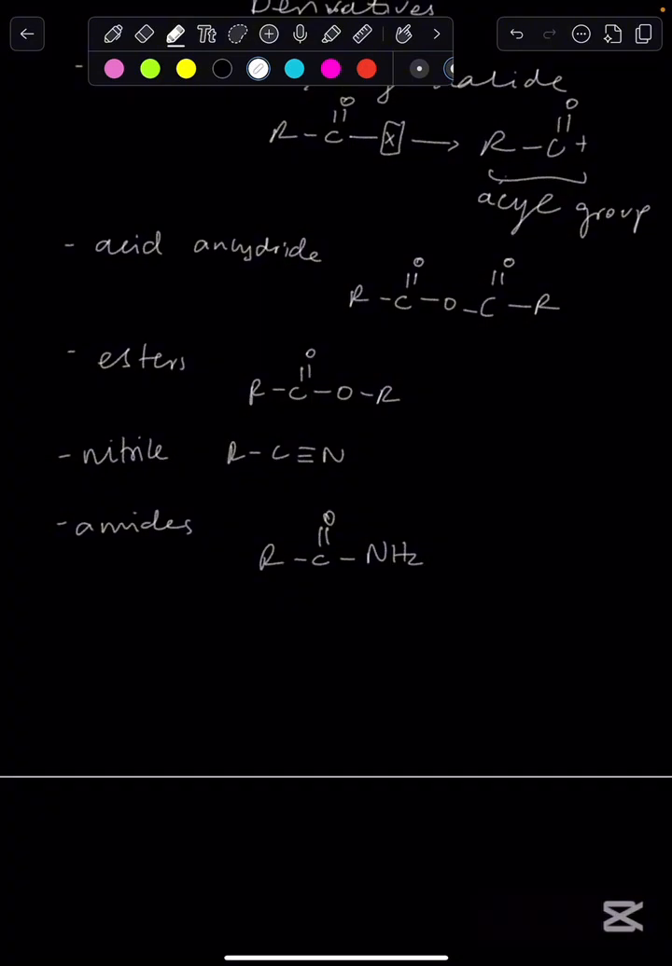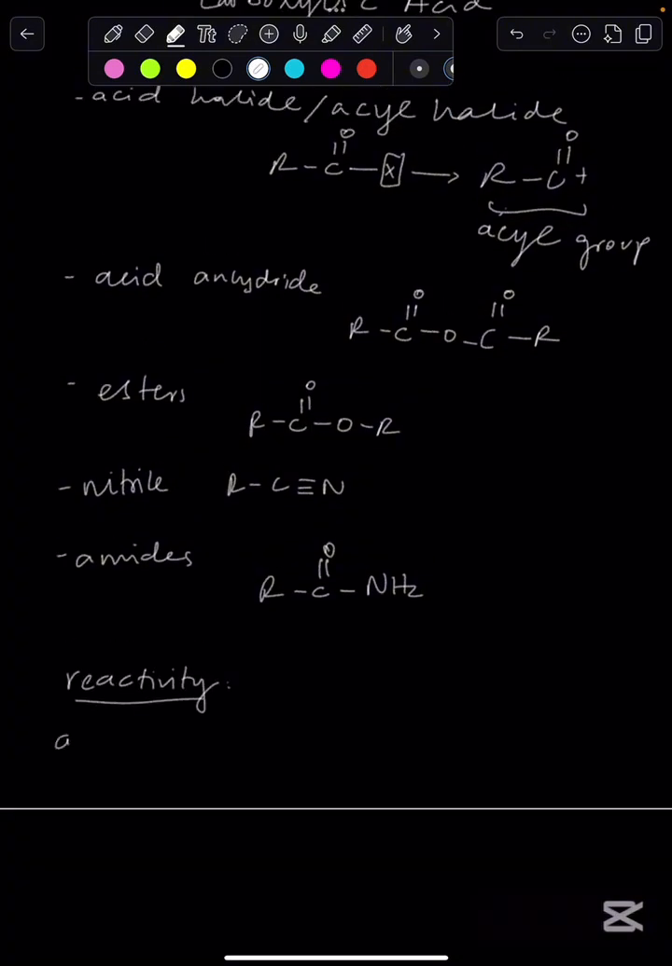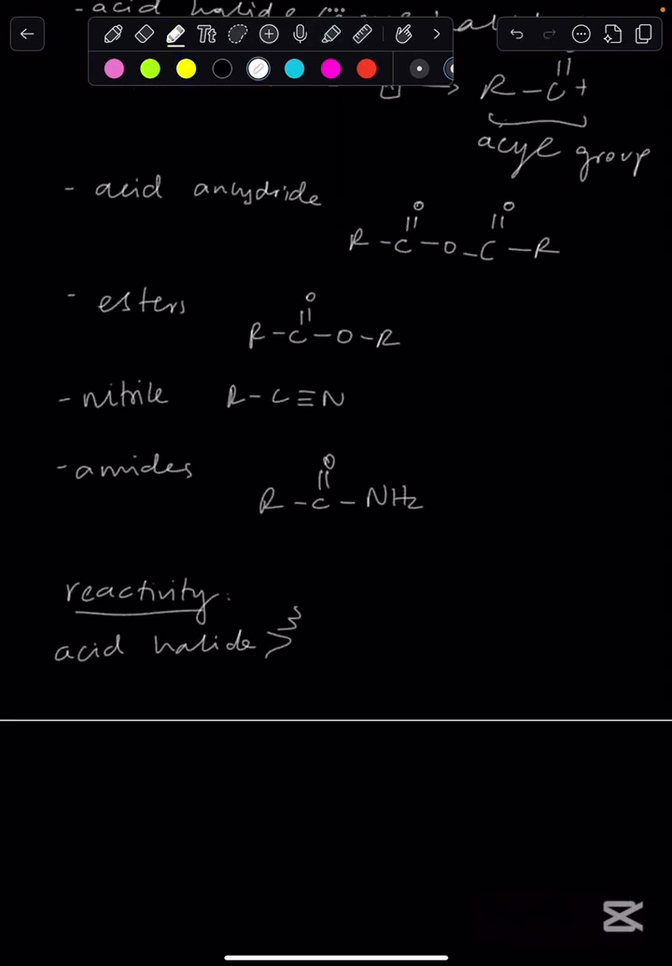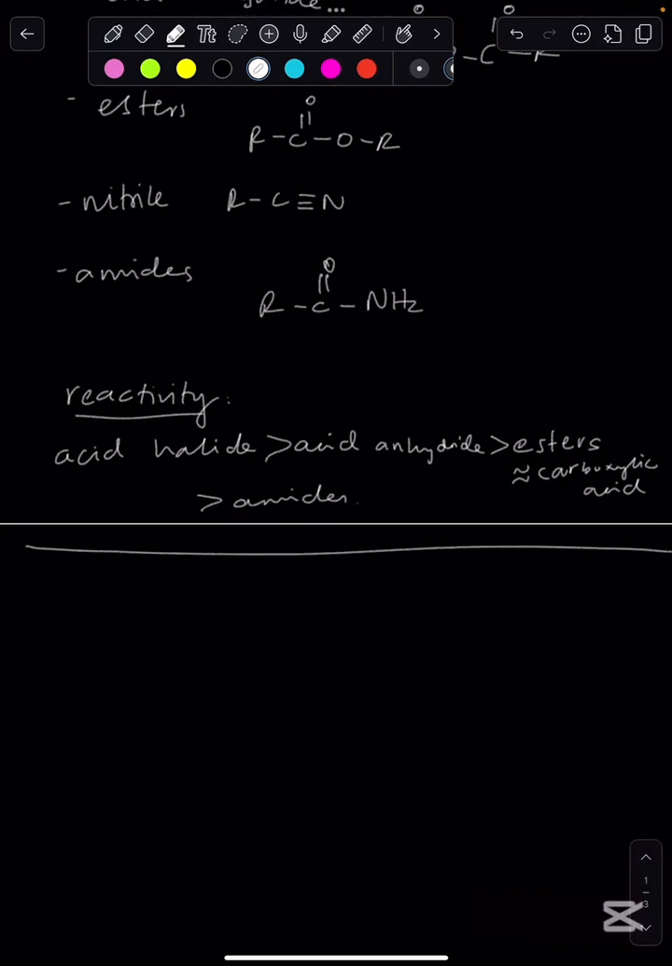Alright, so the reactivity of these goes in the order. The most reactive is acid halide. So after that we have acid anhydride. And then many books differ in this, but we may see that in our book the esters and carboxylic acids have equal reactivity, and then we have amides. Alright, so moving on, we may see the reactions.